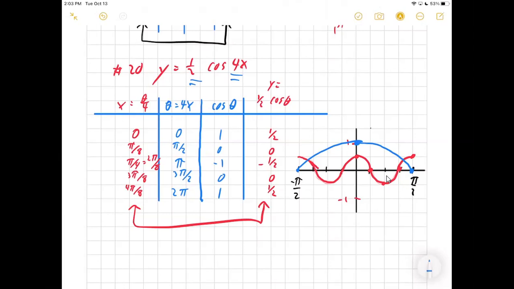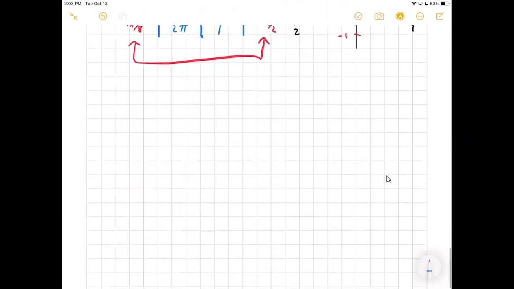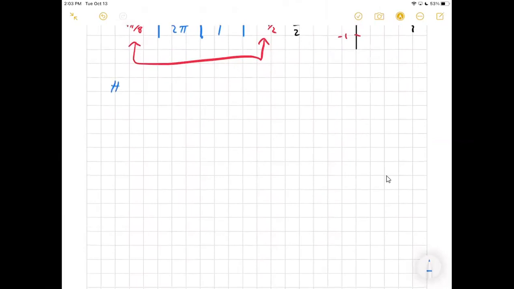Okay, let me just do a couple more of these. So let me switch over to, I'm going to go right to number 34. Actually, I think I'll make this my last example. So number 34, y equals the sine of 1/2 x plus pi over 4. So how would our 5-point method work for this?